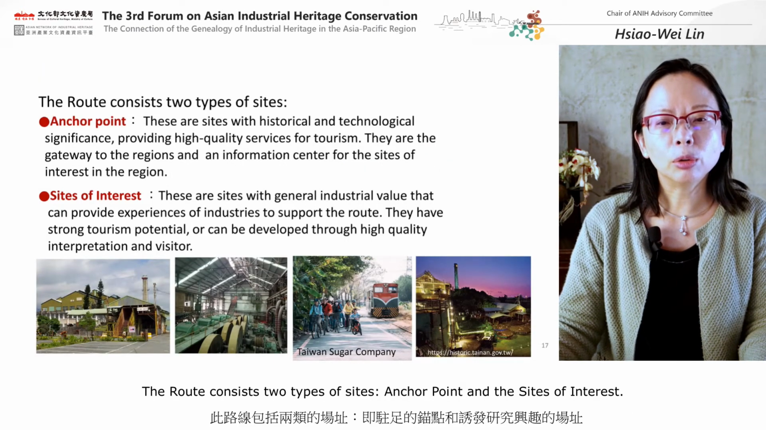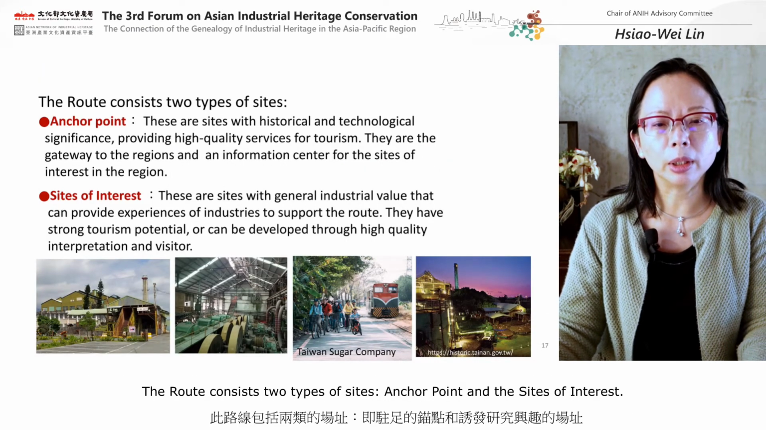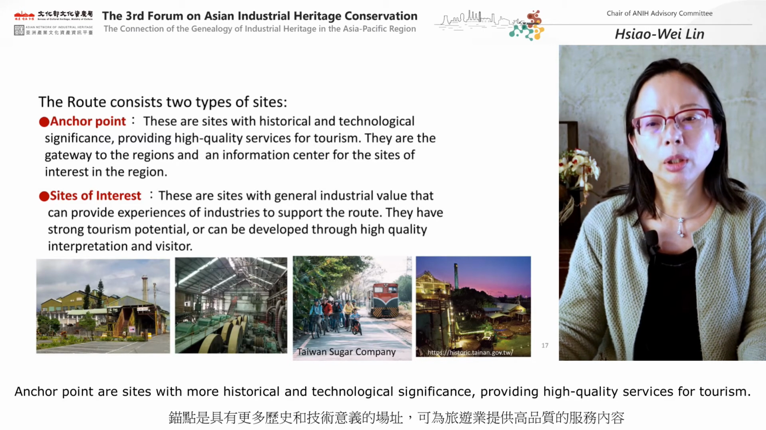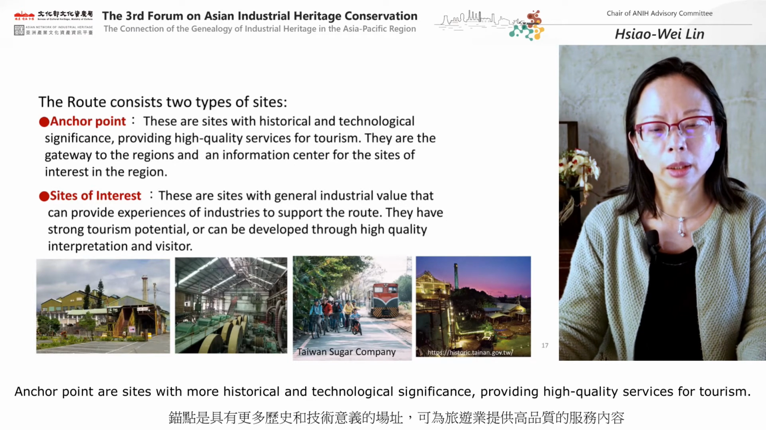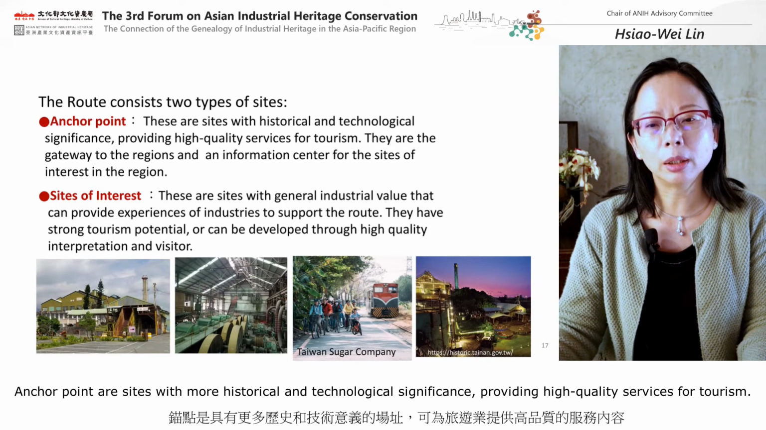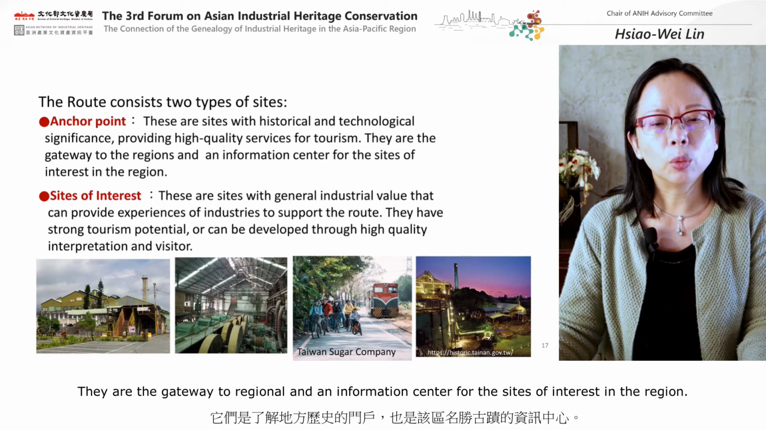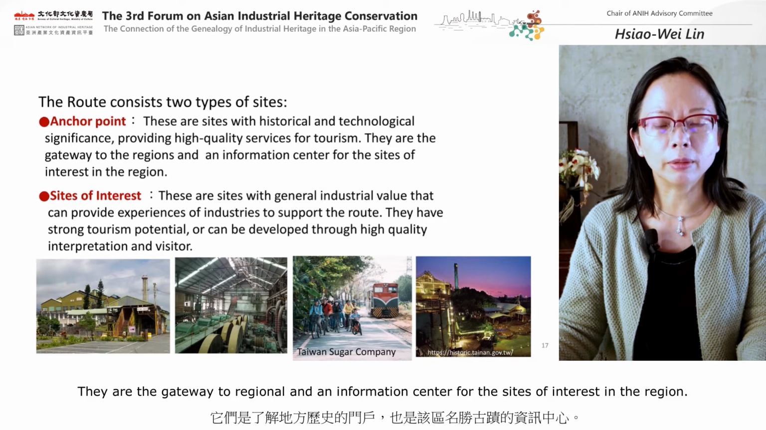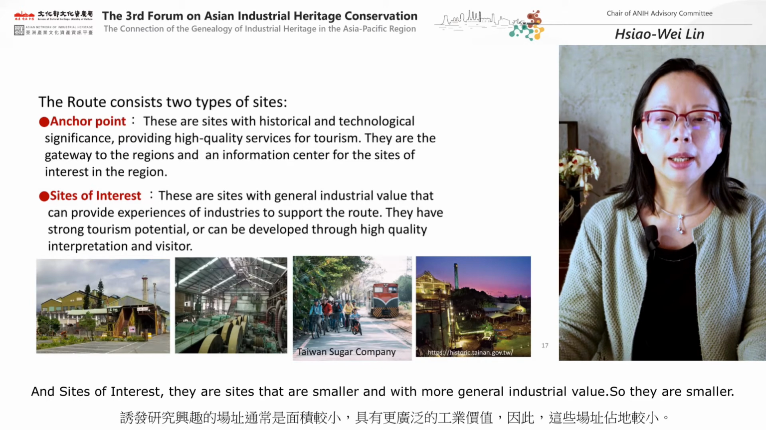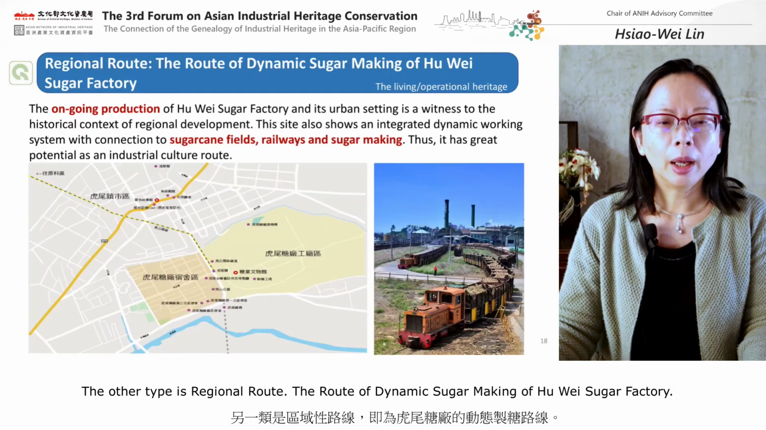The route consists of two types of sites, anchor points and sites of interest. Anchor points are the sites with more historical and technological significance, providing high quality service for tourism. They are the gateway to the region and an information center for the sites of interest in the region. And sites of interest are slightly smaller and with more general industrial value. So they are smaller. And the other type is regional routes.